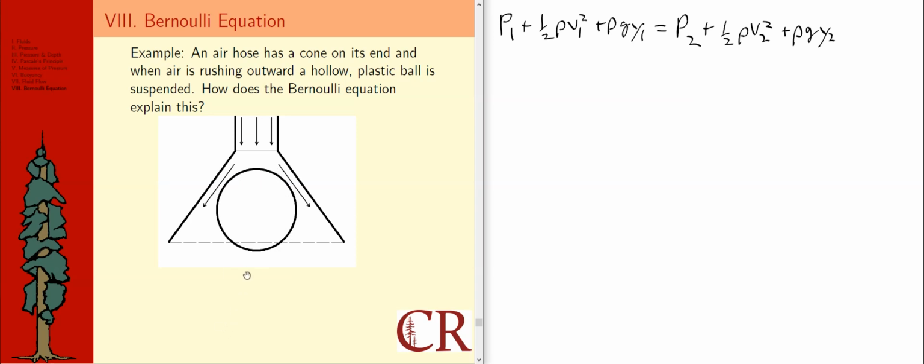In fact, you might wonder, wait a minute, if there's air rushing, shouldn't that just push the ball out faster? And yet, in fact, this can be done, and that's not what happens. The ball actually looks like it gets sucked in, even though the air is rushing out past it. Well, how can that be explained by the Bernoulli equation?